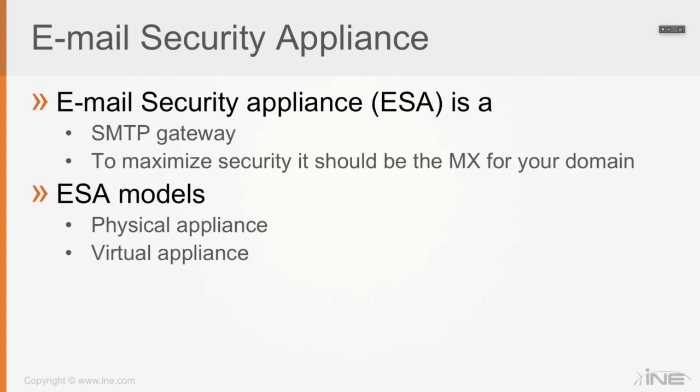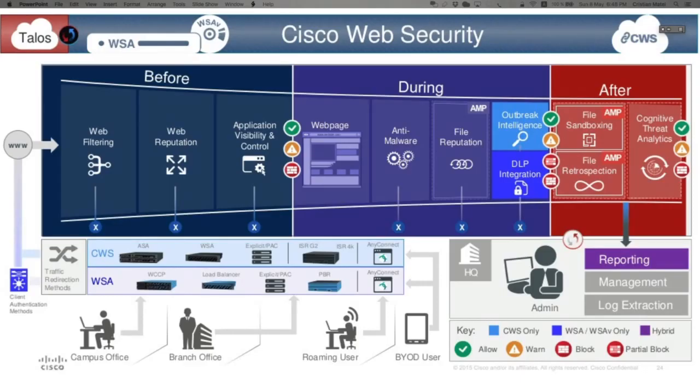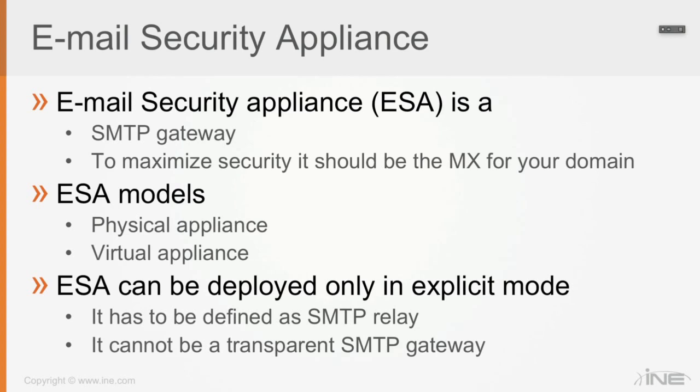We have likewise two models, physical and virtual appliance. And the Email Security Appliance can be deployed only in explicit mode, which means it has to be defined as an SMTP relay. It cannot be a transparent SMTP gateway. Other vendors support this functionality, transparent SMTP gateway, but that's going to be mostly an SP solution. The Email Security Appliance of Cisco is both an SP and an enterprise solution, but Cisco doesn't offer the option to work in a transparent mode.